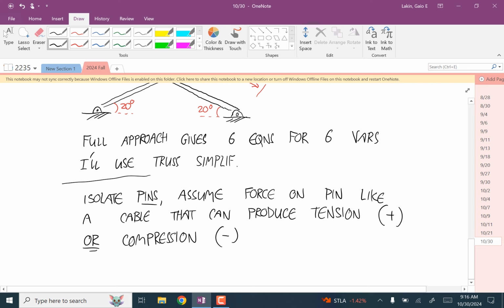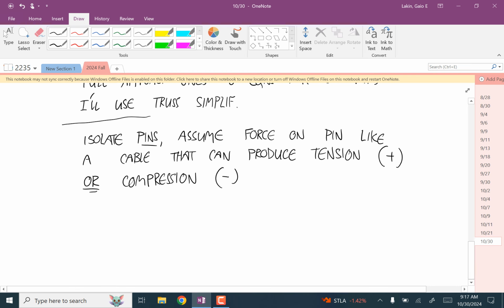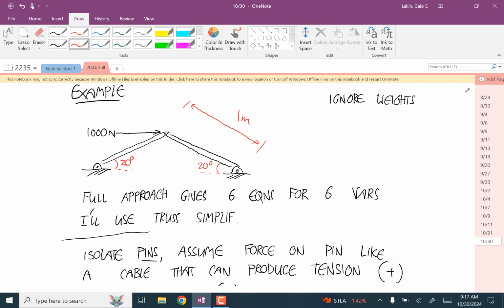So is the idea behind that really just to make it only one variable per pin? Yeah, exactly. Each pin has one force variable on it representing each member. So the members we're going to treat as if they're cables, okay? And the only difference is with members we can get positive or negative values, and with cables we would only get positive values. So I'm going to label these. I'm going to call that member 1, that member 2, and I'm going to call these joints A, B, and C.